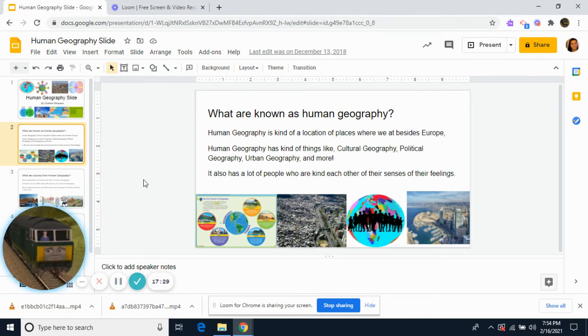What is known as human geography? Human geography is a kind of the location of places where we are, besides Europe. Human geography has things like cultural geography, political geography, urban geography, and more. It also has a lot of people who are kind to each other and other senses of their feelings. People should care about their feelings.